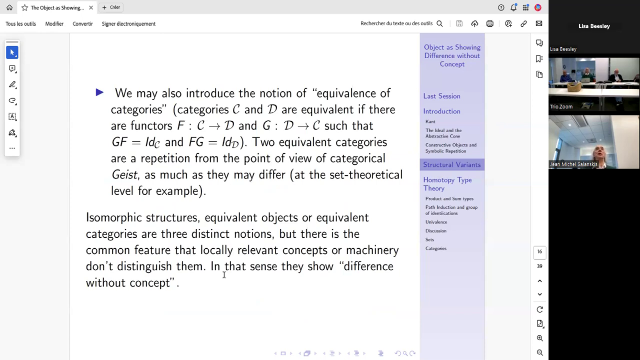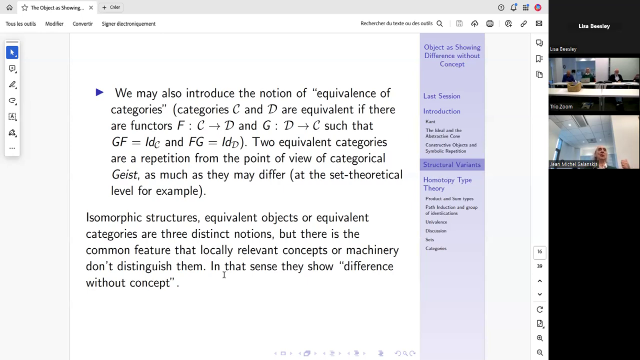And we also have the notion of equivalence of categories. Categories C and D are equivalent if we have functors F and G going from C to D and from D to C, such that the composition of G and F is the identity of category C, and the composition of F and G is the identity of category D. So two equivalent categories are a repetition from the point of view of categorical Geist, as I could call it, as much as they may differ. They may differ strongly at the set theoretical level, for example.